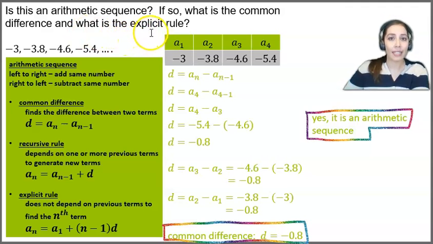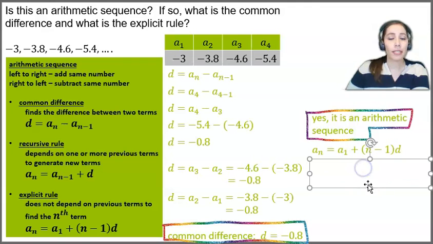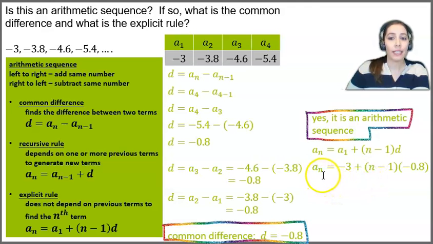Now it wants me to find the explicit rule. The difference between a recursive rule and an explicit rule is, with a recursive rule, you have to know previous terms to get the next term. In an explicit rule, you don't have to know previous terms to get a future term. So if I look at that formula, it says a sub n equals a sub 1 plus the quantity n minus 1 times d. So I'm just going to plug in what I have been given.